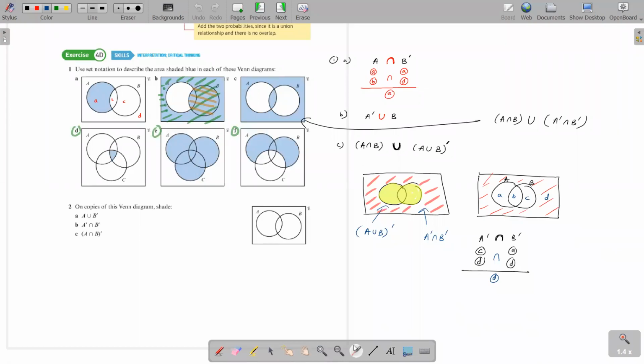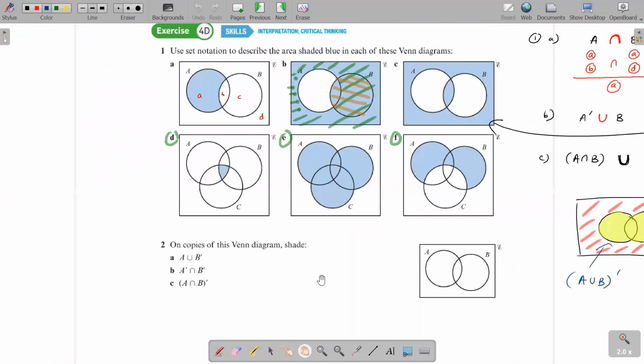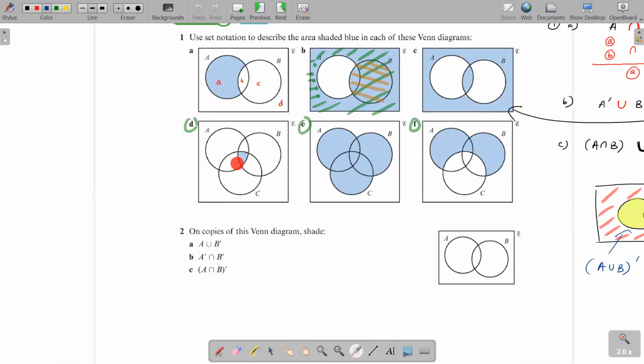All right, guys. So we'll move on with exercise 4D, right? So we were discussing the intersection and union of sets. Okay. So discussing the answer for part D. So in part D, how does it work? How does the intersection work?